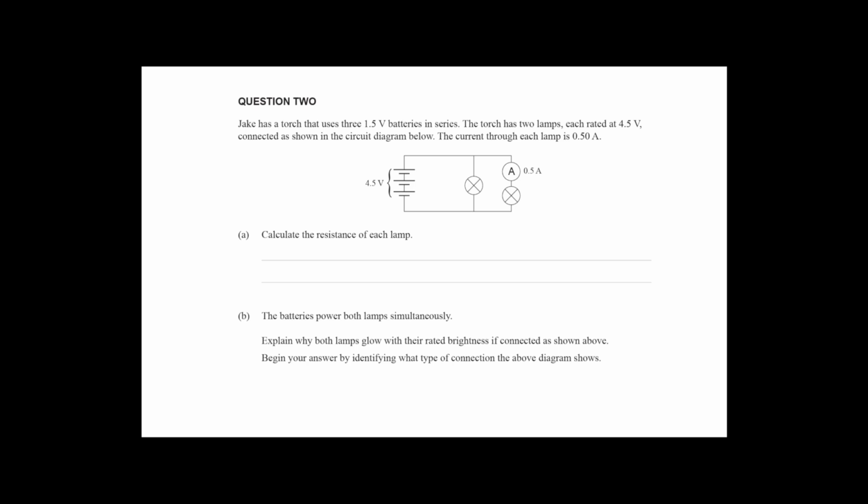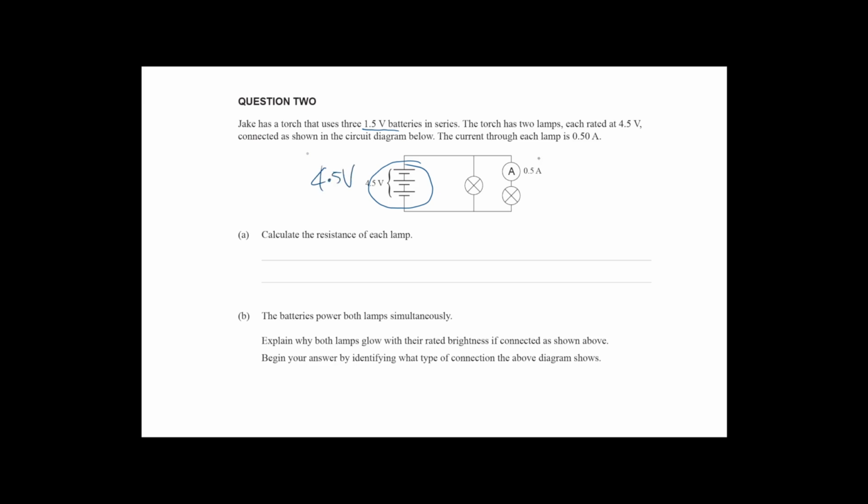All right, now we get to the electricity part. Electricity and energy. So Jake, I don't know, is Jake one of the guys in the bus? I don't know. He uses three 1.5 volt batteries. Well, he uses 1.5 volt cells in a battery in the torch, so it's 4.5 volts in total.